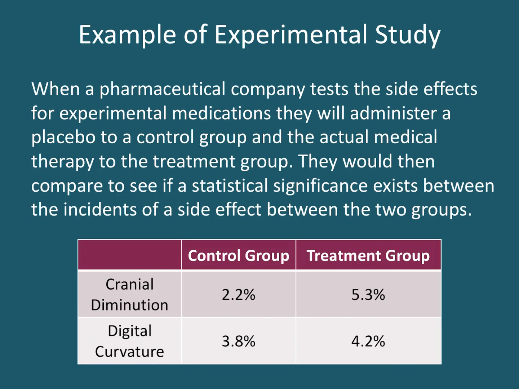As an example of an experimental study, when a pharmaceutical company tests the side effects of experimental medications, they will administer a placebo to a control group and the actual medical therapy to the treatment group, meaning some people get the medication and some people do not. However, in a typical test like this one, they will not tell who gets the placebo and who gets the actual medical therapy. They would then compare to see if a statistical significance exists between the incidence of a side effect between the two groups.